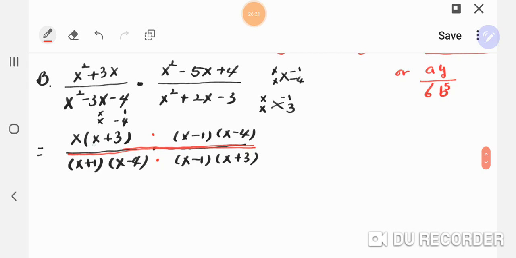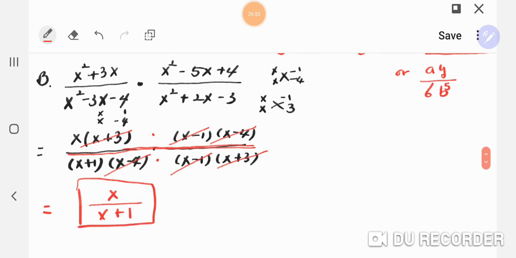Okay, x plus 3 is in the numerator, x plus 3 is in the denominator, so we can cross it out. And then x minus 1 is in both the numerator and denominator. And x minus 4 is also in the numerator and denominator. So finally, the answer will be, the leftover in the numerator is x, and the denominator is x plus 1. That's it. So that is the solution, I mean the simplified form.